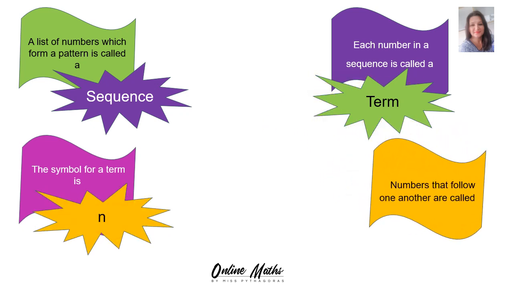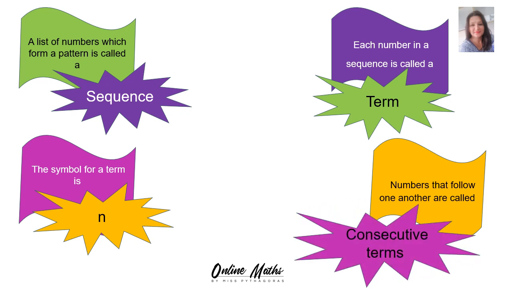Numbers that follow one another are called consecutive terms. And there's an example of a sequence. Then you will also find that between the two terms there's a semicolon, and that is how we separate the two terms. And at the end here, the three dots mean that your sequence will continue.